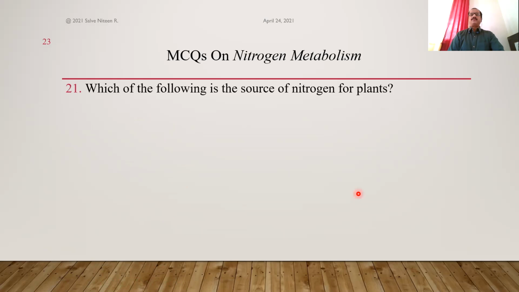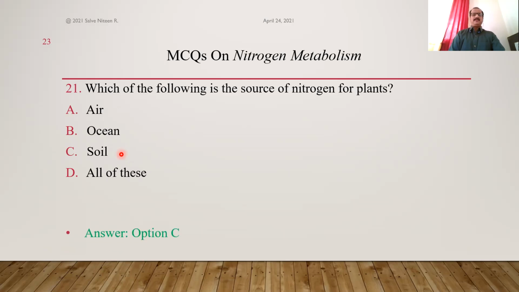Which of the following is the source of nitrogen for plants? Okay, the source of nitrogen for plants is not air. Atmospheric nitrogen is not available to plants. Plants cannot fix atmospheric nitrogen. That nitrogen has to be fixed by prokaryotes or microorganisms. You have studied that legume plants get it directly in the form of ammonia from Rhizobium, and other plants get it from the soil, and soil is the source of nitrogen. Nitrates are present in the soil. So C is the answer here.